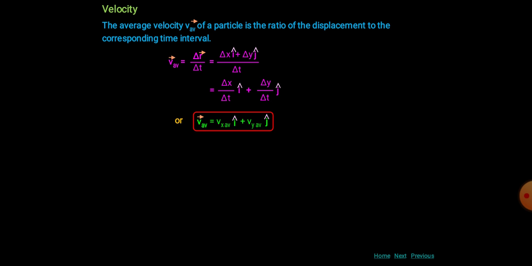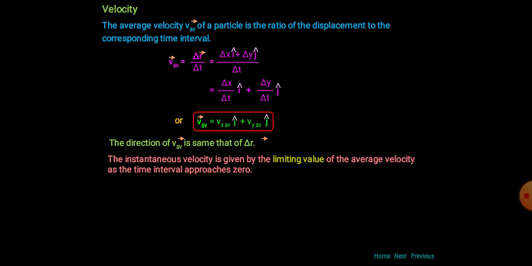Here we can write the equation for v average. See, delta x upon delta t is nothing but what? V in terms of x component, and delta y upon delta t is v in terms of y. So we can write this equation for average velocity: v average is nothing but vx average i cap plus vy average j cap. So here the direction of v average is the same as that of displacement, the same as that of delta r.